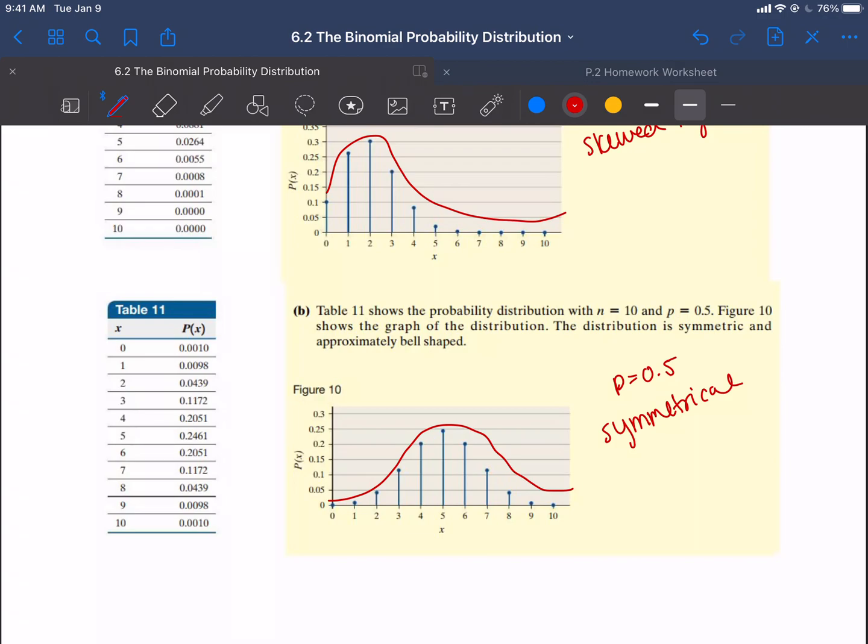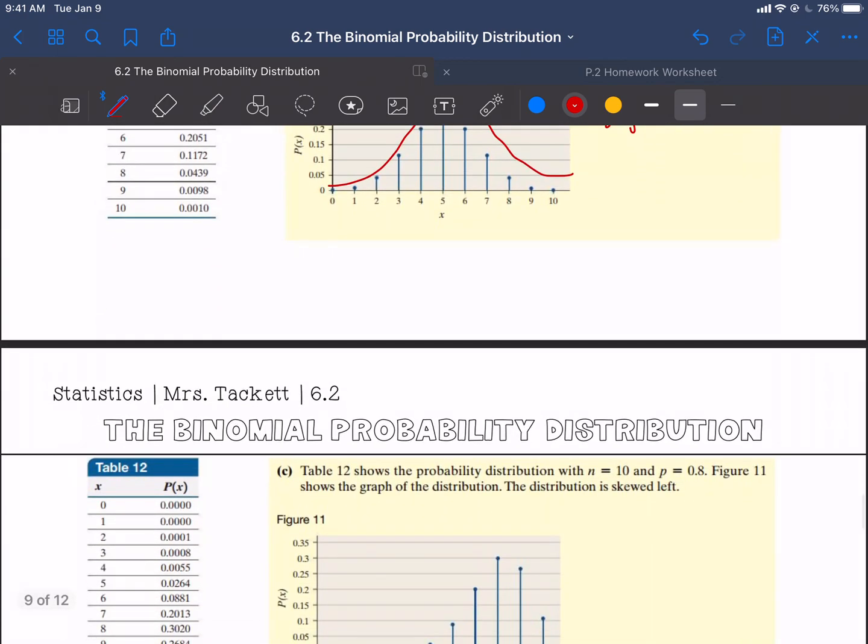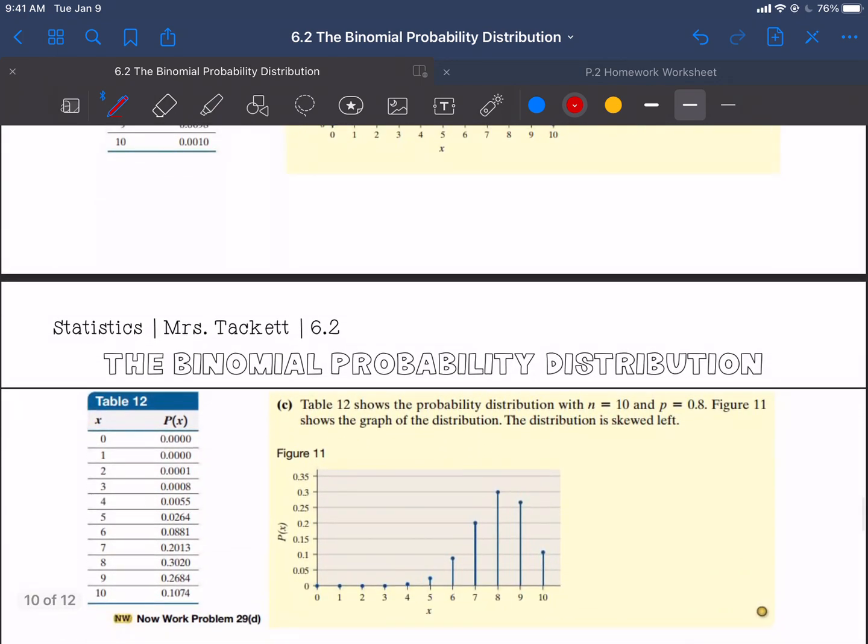Okay, so when p is 0.5 and n is 10, we got a symmetrical shape. Up here, p was 0.2. n was also 10. If we look at C, n is 10 and p is 0.8. And this one is skewed left.